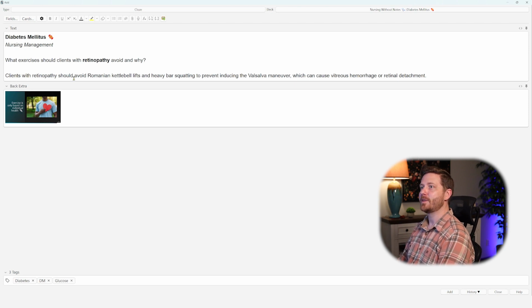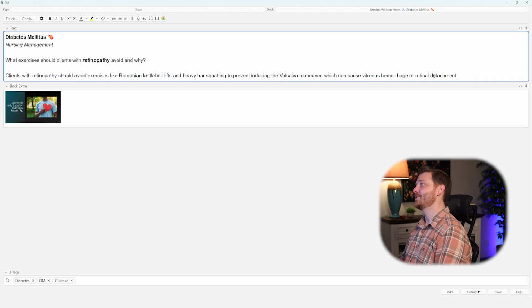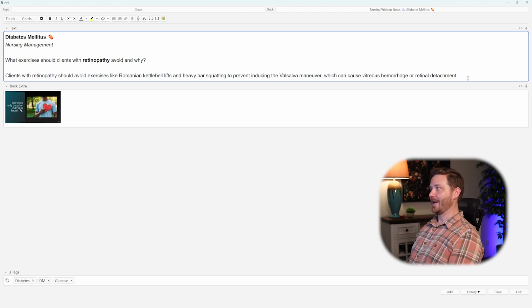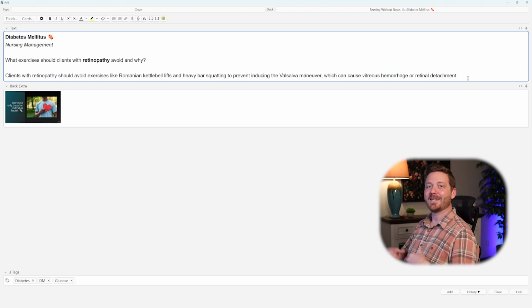So clients with retinopathy should avoid, and we'll put exercises like Romanian kettlebell lifts, heavy bar squatting to prevent inducing the Valsalva maneuver, which can cause vitreous hemorrhage or retinal detachment. We all want to make those gains in the gym, and I get it. But in this case, we gotta tone it down just a notch and not get too crazy on those squats.